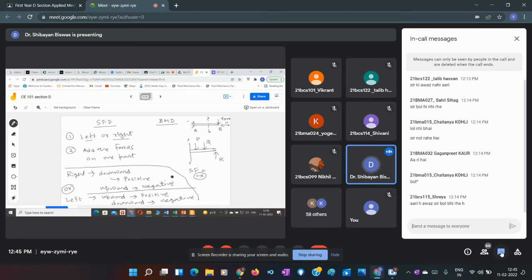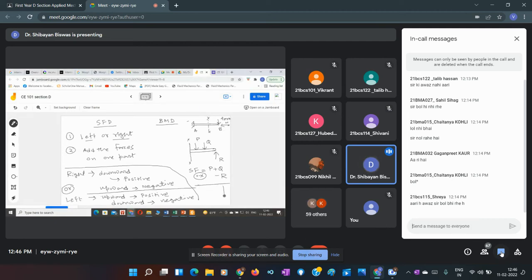Have a look at this sign convention. P plus Q minus R. Because Q, why have you considered? Because you understood that this is the right part we are talking about, and for right part, upward will be negative and downward will be positive. So for right section, P plus Q will be positive and R will be negative, so minus R. Very good.